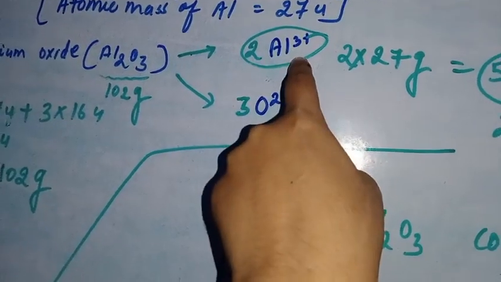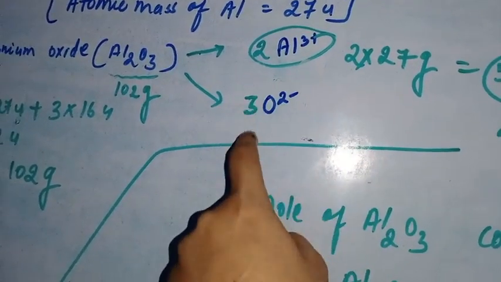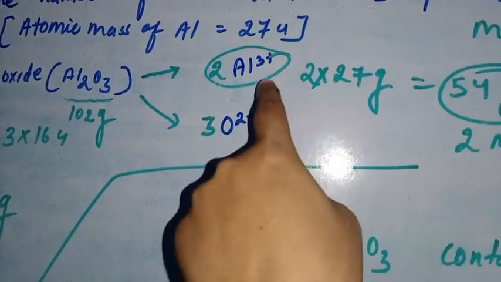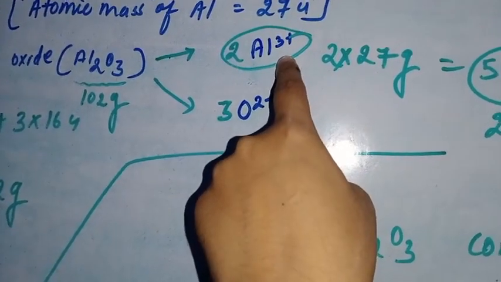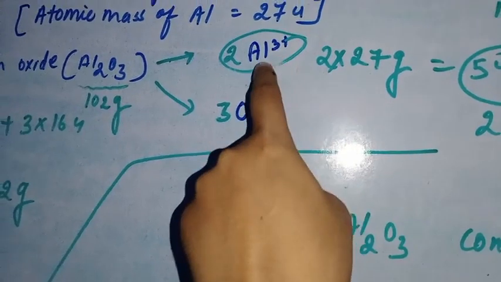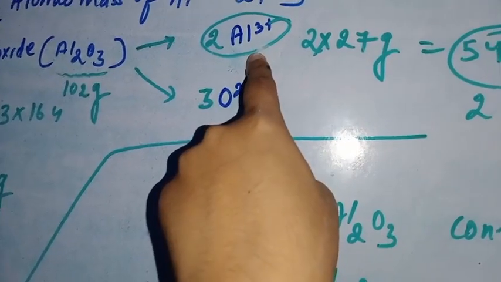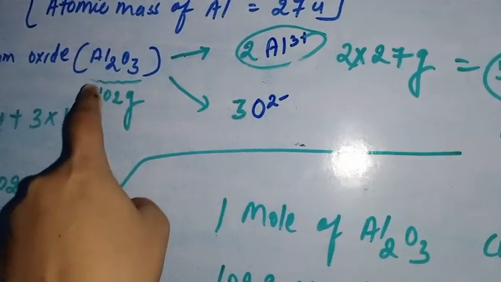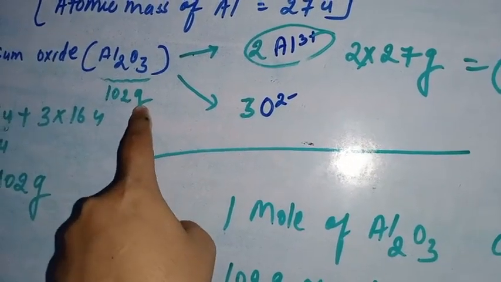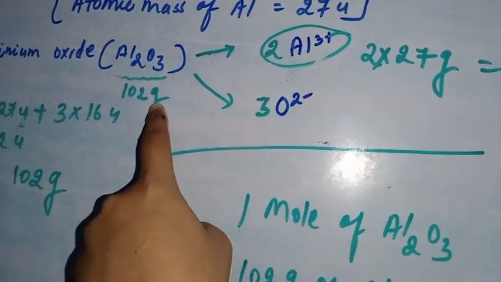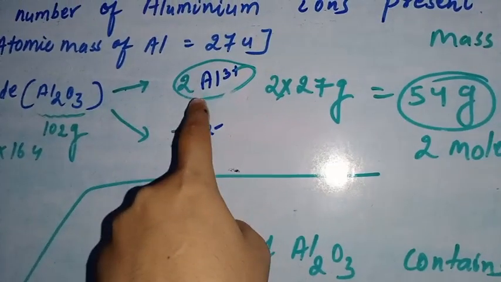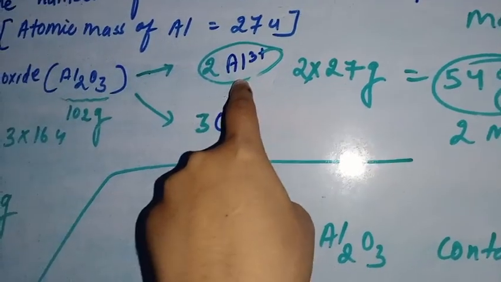So there are 2 aluminium ions and 3 oxygen ions which make up the aluminium oxide. Since we have to calculate the number of aluminium ions here, we will just take into consideration the aluminum ions only. So here we can see, 100 gram, we have got the molar mass of aluminum oxide, or the mass of 1 mole of aluminum oxide. It contains 2 aluminum ions.